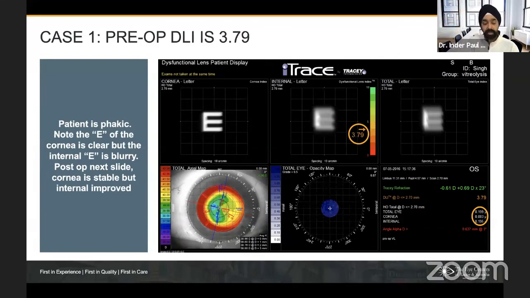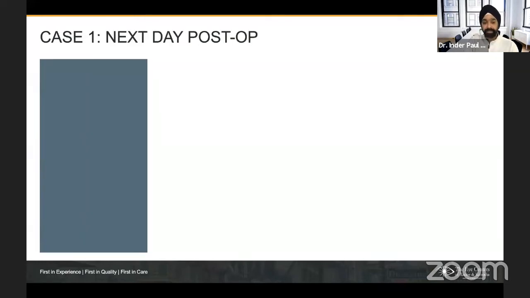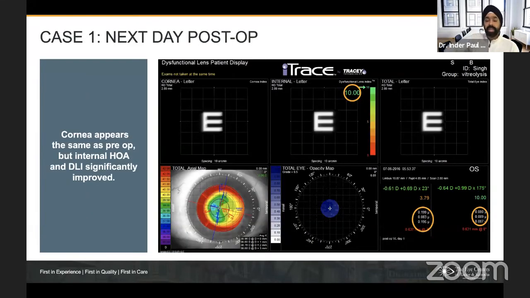This is a patient who came in with a large amorphous cloud in the middle of the vitreous, with a DLI of 3.7. On the bottom right, you'll see that it separates internal versus corneal aberrations. The cornea had low aberrations, but the 0.195 internal aberrations were high. Now look what happened after the treatment the next morning. The patient's DLI increased to 10. The patient said, I can see better.